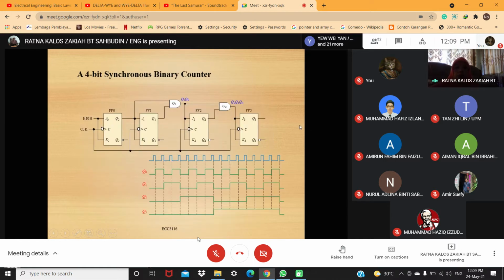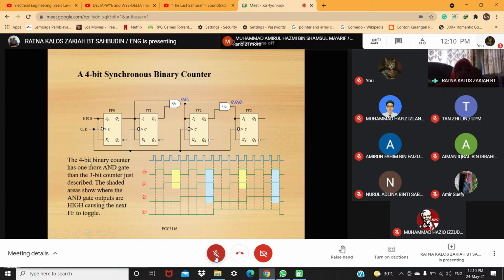Okay. So now you can draw this. This is another 4-bit synchronous counter. You see here, this is the circuit. So you can draw the timing diagram here. Any question? So you look at here 0, 1, 2, 3 at this point, 4, 5, 6, 7, 8, 9 and so on.